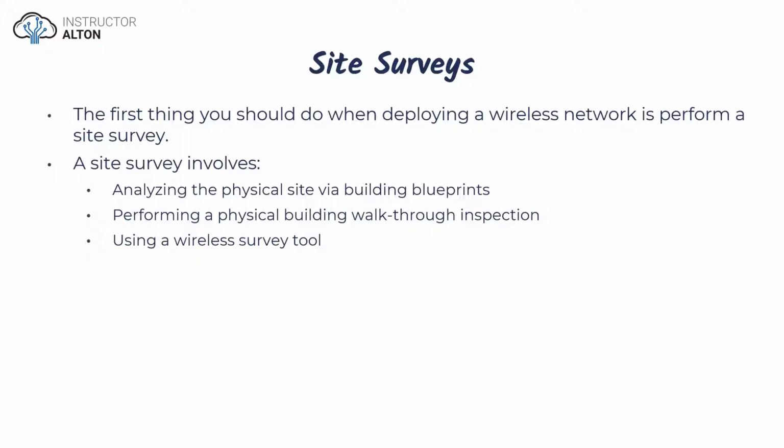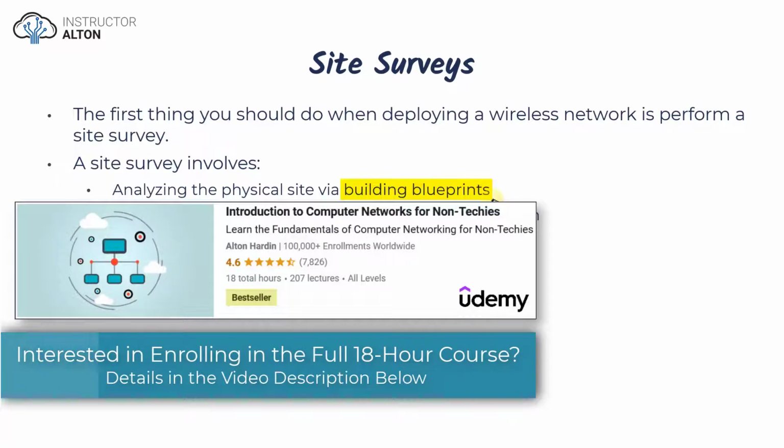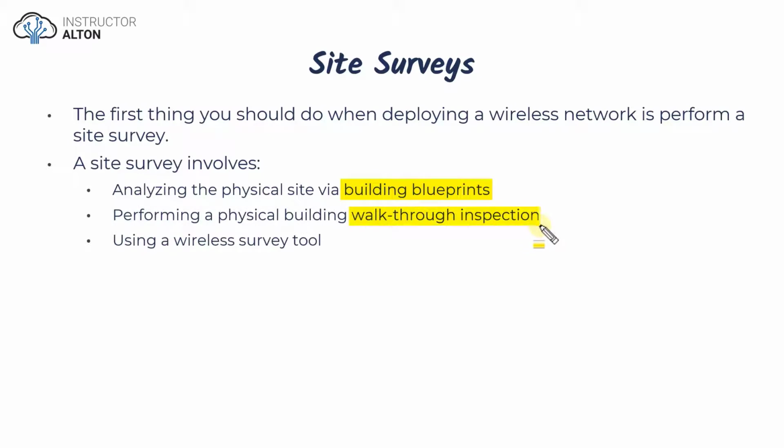But when you're looking to set up a larger wireless network, it's important that you go through these steps. So number one, you're going to want to analyze the physical site via the blueprints. Take a look at the building blueprints, and that's going to allow you to get an idea of where you need to put everything. Then after that, perform a physical walkthrough of the building. Again, that's going to build on your analysis of the blueprints to better understand where you need to put everything. And then thirdly, perform a survey with a wireless survey tool. And we're going to take a look at what that looks like on the next slide.